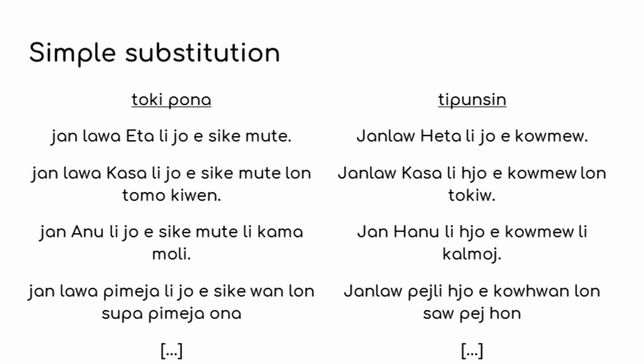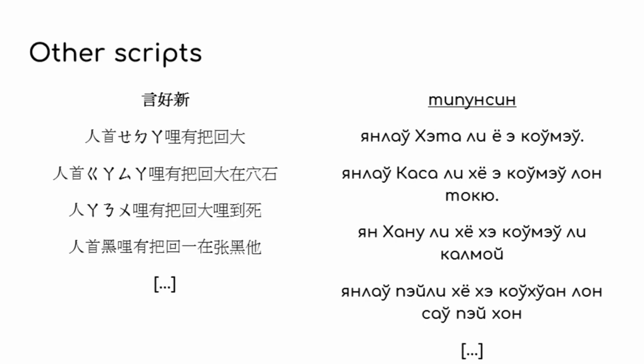Now an example text comparing Toki Pona to Tipunsin. In Toki Pona: Jan lawa ante li jo e sike mute. Jan lawa kasa li jo e sike mute lon tomo kiwen. Jan ike li jo e sike mute li kama moli. Jan lawa pimeja li jo e sike wan lon supa pimeja ona. Now in Tipunsin: Yanlau heta li yo e komeu. Yanlau kasa li yo e komeu lon tokiu. Yanhanu li yo e komeu li kalmoi. Yanlau pei li yo e ko huan lon sao pei hon. And Tipunsin is also friendly for other scripts, like Cyrillic and Chinese.